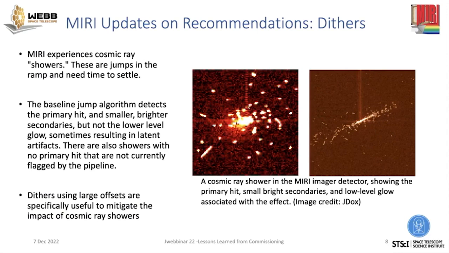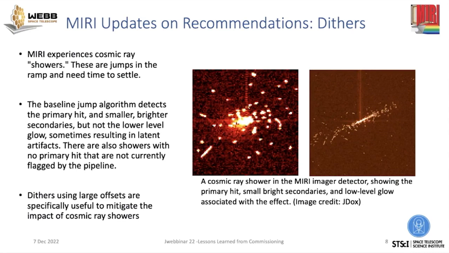And the pipeline does try to get rid of these. So we have the baseline jump algorithm. It will detect the primary hit. It will detect these brighter secondaries, but it's not going to eliminate this lower level glow that can sometimes result in a latent artifact.